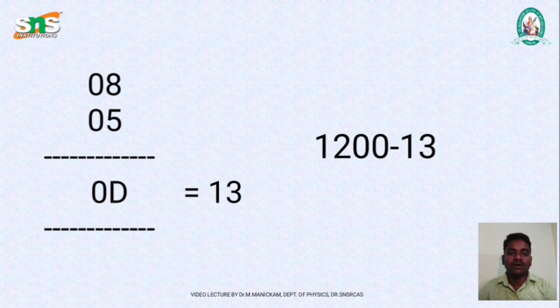For example, here is the calculation for BCD addition. Here 08 and 05: if we add these two numbers, we get 0D in hexadecimal addition. Then if we convert 0D into decimal, we get 13, which is stored in the address 1200.